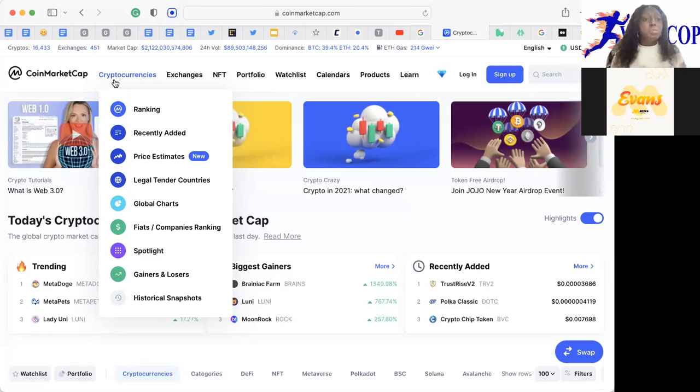So on this CoinMarketCap, normally when people say, where can I buy this coin? Where can I buy this coin? I'm like, come on, we have CoinMarketCap.